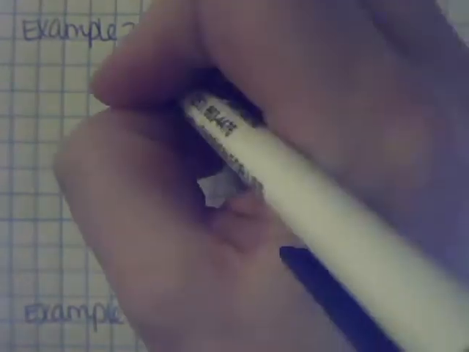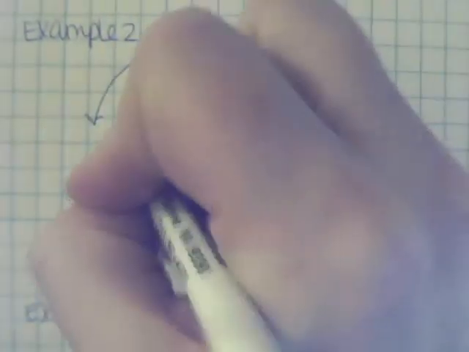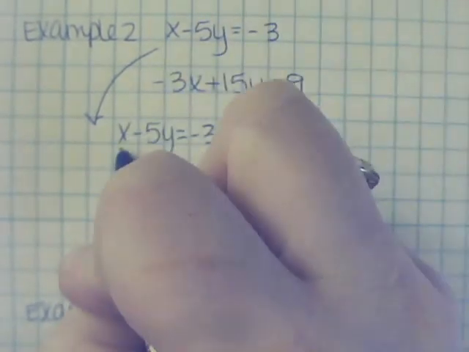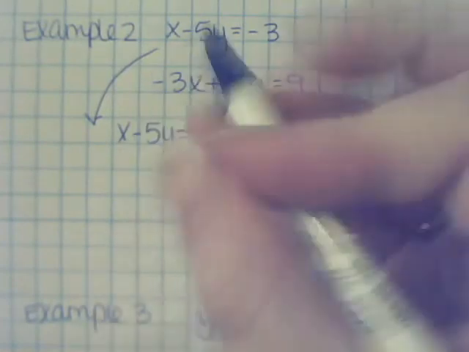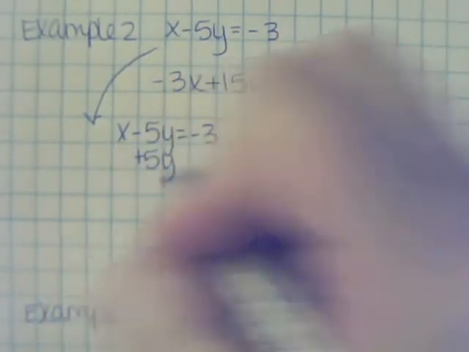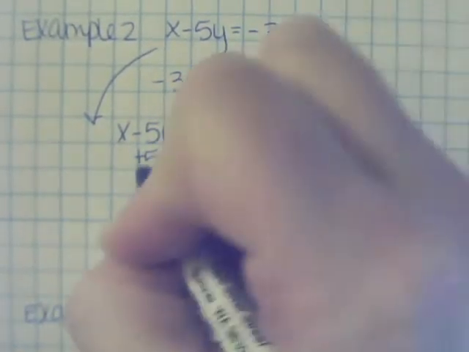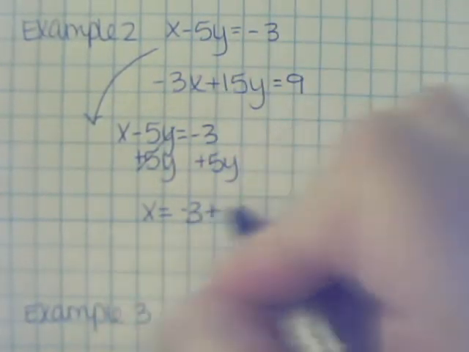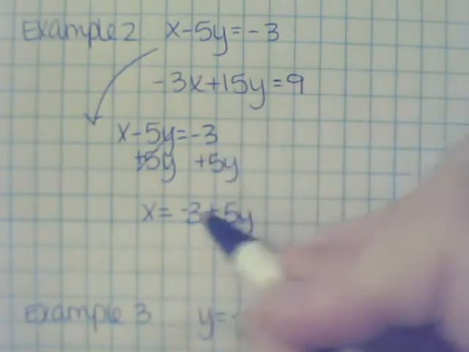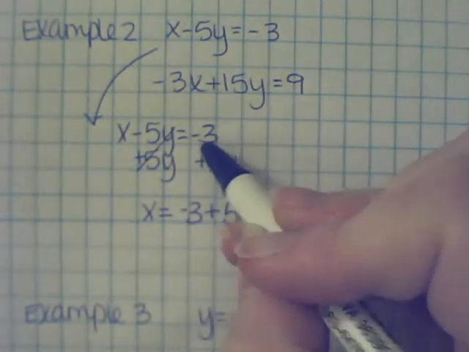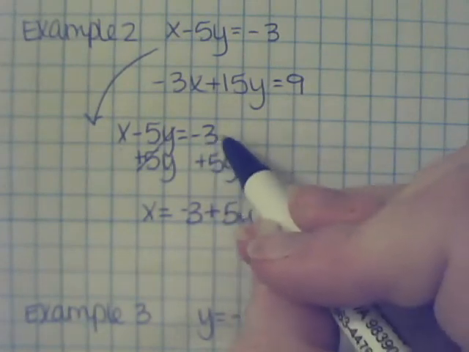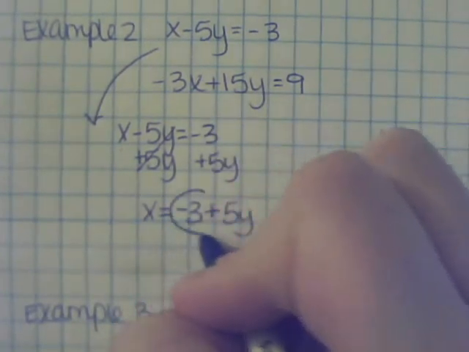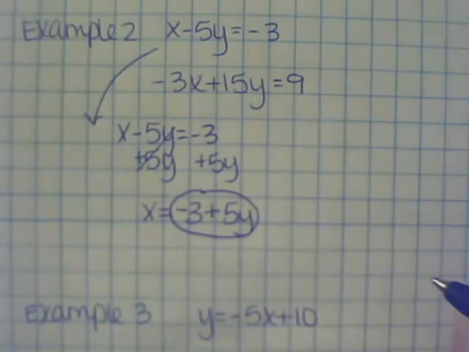What that would cause me to do is take the first equation, x minus 5y equals negative 3, and solve for x to get x by itself. So I'd add 5y to both sides to give me x equals negative 3 plus 5y. You don't actually combine those two numbers because this isn't a like term. Negative 3 does not have a y. So now I know that x equals negative 3 plus 5y.